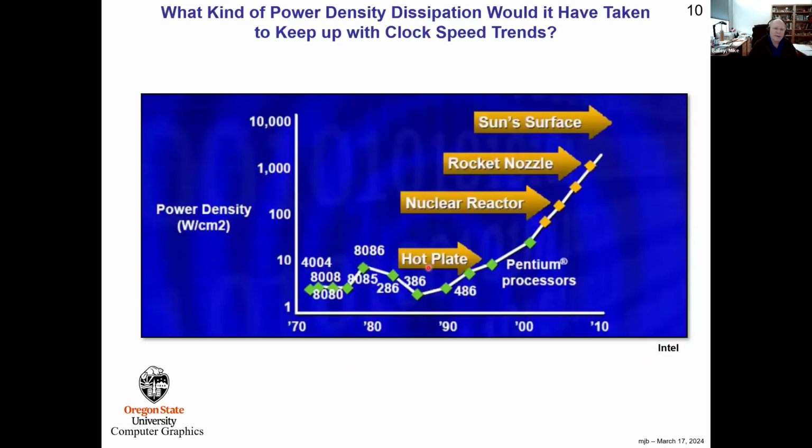Intel made what I think is a very cute graph of what would happen if we had kept increasing the clock speed like we were. Well, this is a hot plate. That's how much heat would be coming off the chip. And that actually happened. Every so often you'd burn yourself if you touched the chip by mistake. But if we kept going, it would be like the heat of a nuclear reactor, the heat of a rocket nozzle, the heat of the sun's surface. Okay, herein lies the problem.